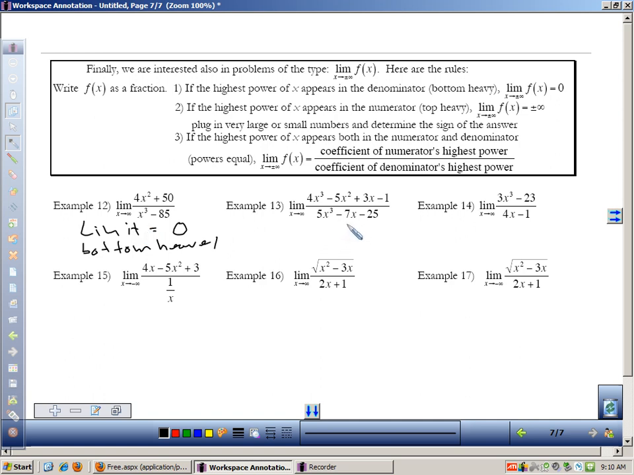Number 13, power of the numerator, denominator, which one's bigger? They're the same. So the limit is the ratio of the leading coefficients. The leading coefficients are the numbers in front of the highest power on x. The limit is 4/5.